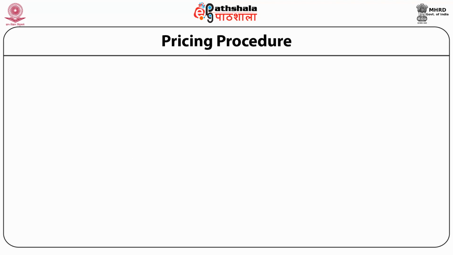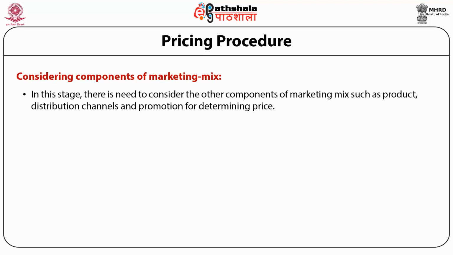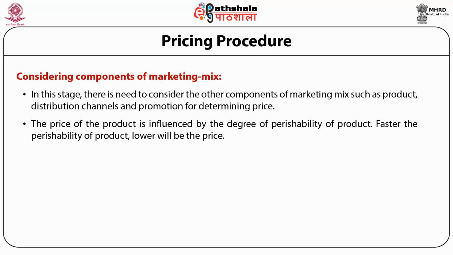Then the next step is considering components of the marketing mix. At this stage, there is a need to consider the other components of the marketing mix, such as product, distribution channels, and promotion, for determining the price. The price of the product is influenced by the degree of perishability of the product. When there is faster perishability of the product, obviously the prices will be fixed lower.